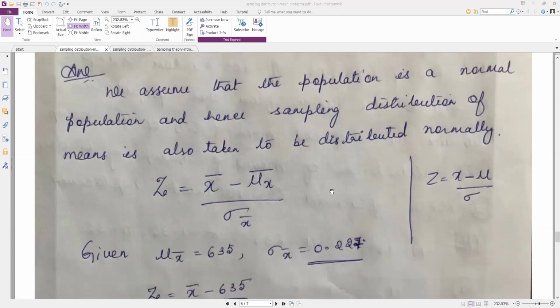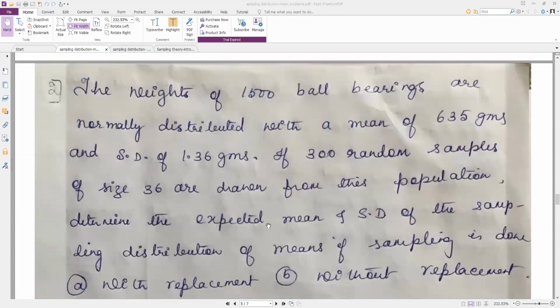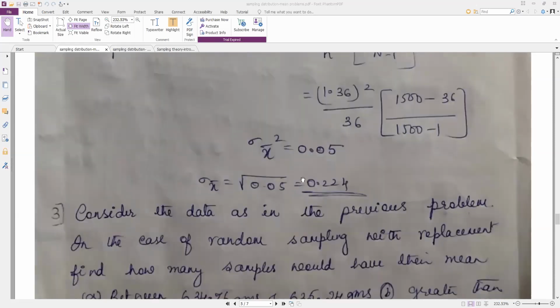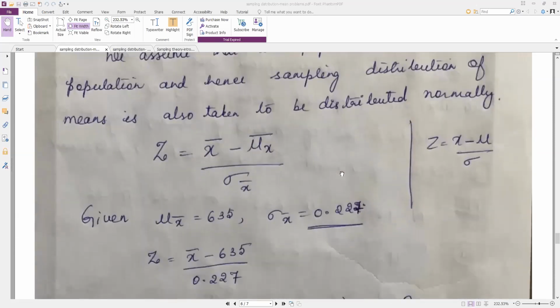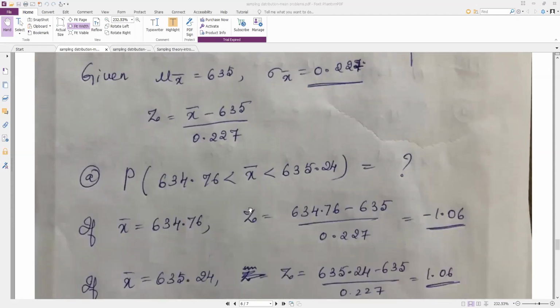Now what all is given? Mu x bar is 635. Sigma x bar is 0.227. Correct? They have told us to use the previous result. So mu x bar we know, sigma x bar we know. What we got? 0.224. So write that down. This is our standard normal. What is asked? We need to find the probability of this term.